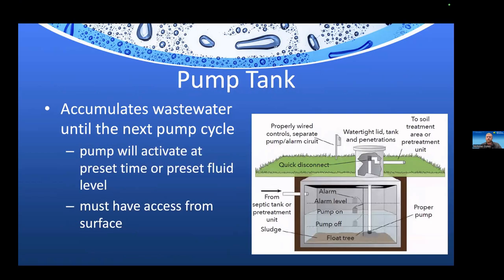This diagram here is a really good example of a pump tank, but the primary purpose of a pump tank is to just collect the water and wait to send it out as needed at the next pump cycle. So the pumps will either turn on at a preset time or a preset fluid level, and it's really pivotal that you have access to these from the surface. Many of you may have two septic tanks and never known what was in there, and this is what it is. It's a pump tank to move the effluent to the next component.